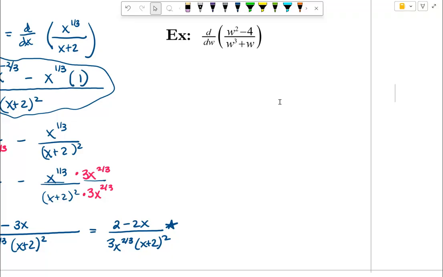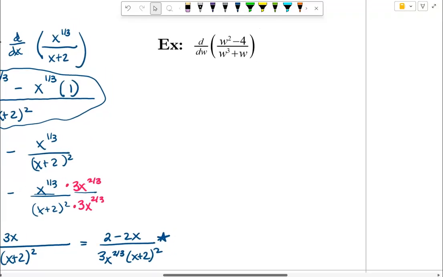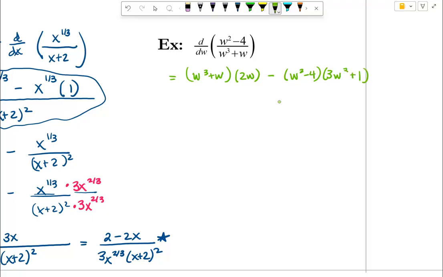All right, so this last piece, again, we want to take our derivative. It is a quotient. So we're taking the derivative with respect to w. So our derivative, we're going to have our denominator, w cubed plus w, times the derivative of our numerator, 2w. So again, that's like low d high minus high d low, so my numerator, times the derivative of my denominator, which is 3w squared plus 1. And then all of that over our denominator squared, so w cubed plus w squared.